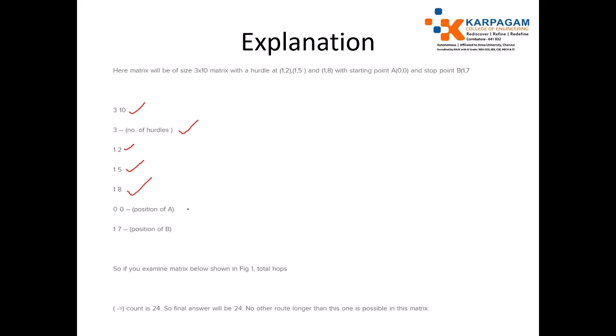So we need to find the longest path. If you examine the matrix, what will be the output? 24 will be printed. No other route in the matrix is longer than this. So the output should be 24.